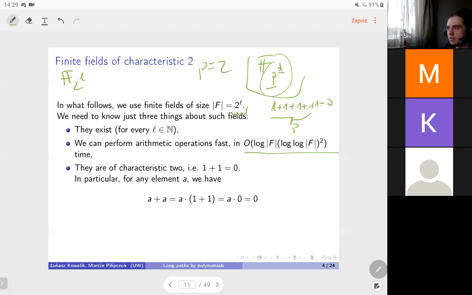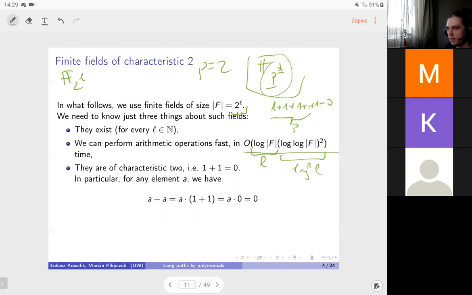You can actually implement it quickly on the computer. The operations are polynomial in log of the size, which just means polynomial in L, say L log squared L. So the operations on these fields are polynomial in the logarithm of the field size.